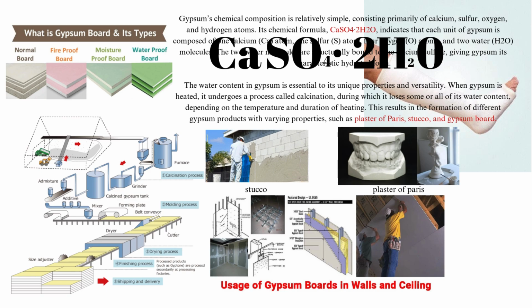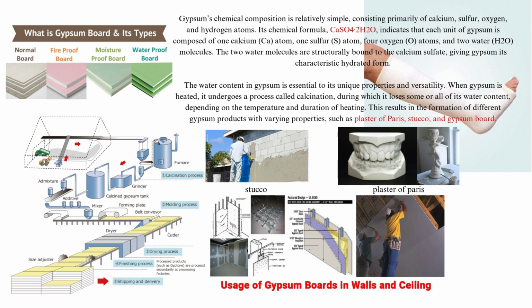The 2 water molecules are structurally bound to the calcium sulfate, giving gypsum its characteristic hydrated form. The water content in gypsum is essential to its unique properties and versatility. When gypsum is heated, it undergoes a process called calcination, during which it loses some or all of its water content, depending on the temperature and duration of heating. This results in the formation of different gypsum products with varying properties, such as plaster of Paris, stucco, and gypsum board.